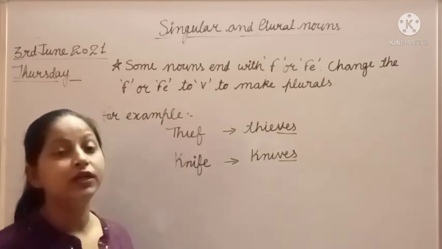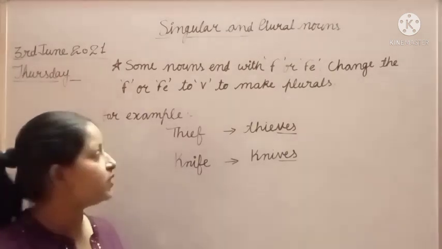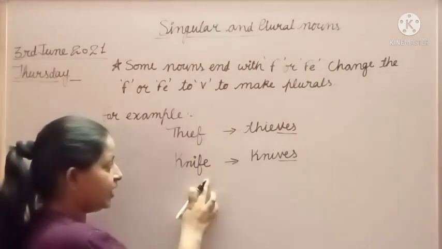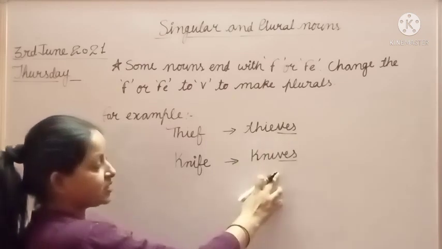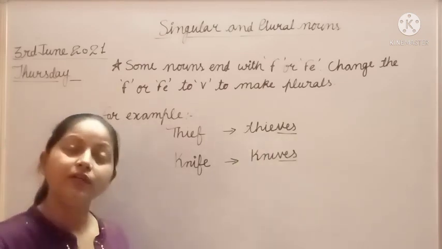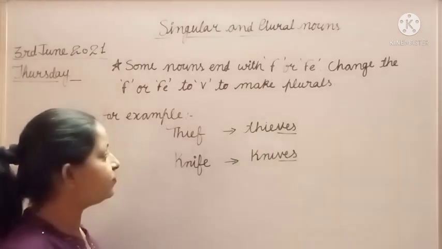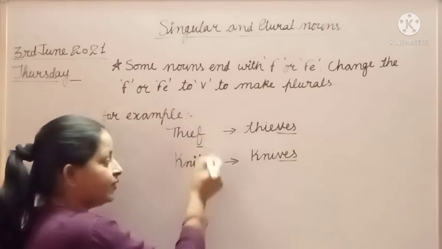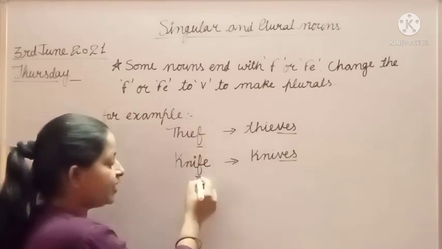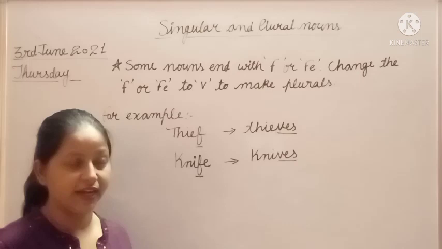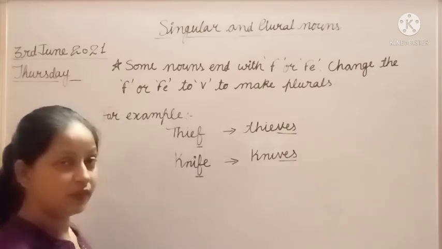If the noun ends with f or fe, then we will add ves at the end of that noun instead of f. f के प्लेस पर, fe के प्लेस पर आपको v को ऐड करना है. Clear to all? Clear?